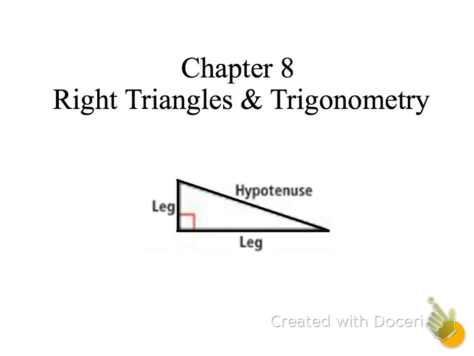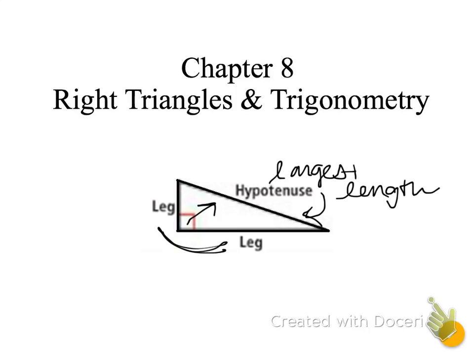So this is going to be 8.1, right triangles and trigonometry. So we're going to be talking about right triangles and the Pythagorean theorem. Just remember your hypotenuse is always this side, and these are always my legs. Your hypotenuse should always sit across from your 90-degree angle, and it should always be the longest length. So always across from that right angle and always the longest length.